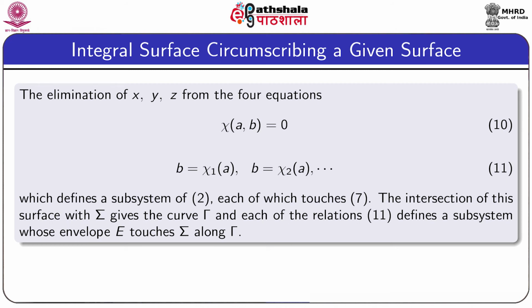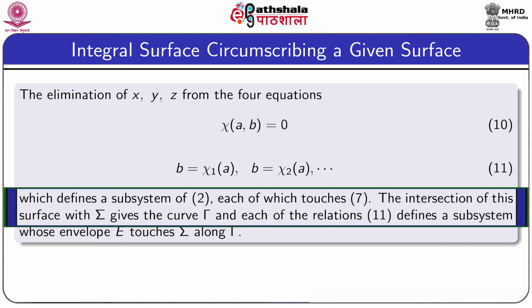Now, if we eliminate x, y, z from the 4 equations, that means the 2 equations in equation number 9, 1 equation in 2 and 1 equation in 7, so there are 4 equations, we can find a relation between a and b, which is written in equation 10 as chi (a, b) equals to 0. From chi (a, b) equals to 0, we can find the value of b as a function of a, chi 1 (a), or a may be a function of b, chi 2 (b).